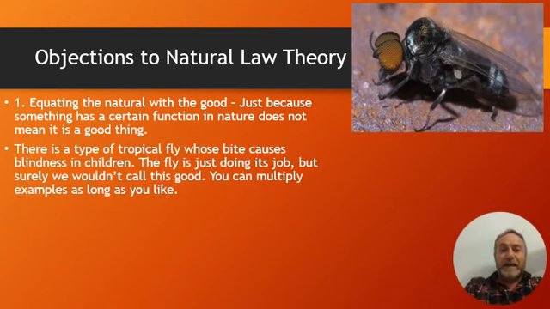Take one example, right? There's a type of tropical fly whose bite causes blindness in children. Now, this fly is just doing its job, right? It goes around and it bites people, and that's part of its life cycle and how it survives, is making children blind. But surely we wouldn't say that that's a good thing. So, think about it for yourself. Think about nature. Think about all the horrific and yet perfectly natural things that go on, and ask yourself if all that stuff is morally good. That's hard to swallow in some cases.